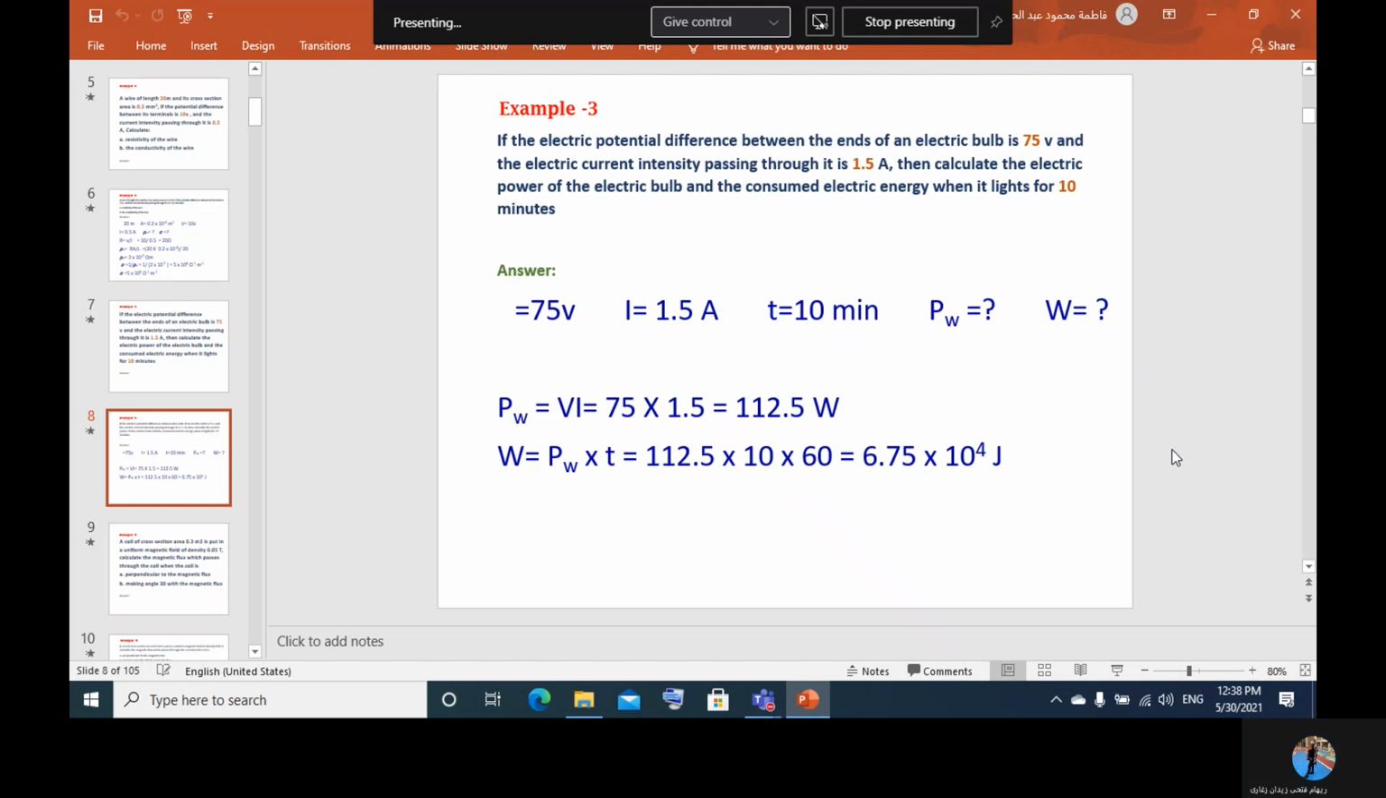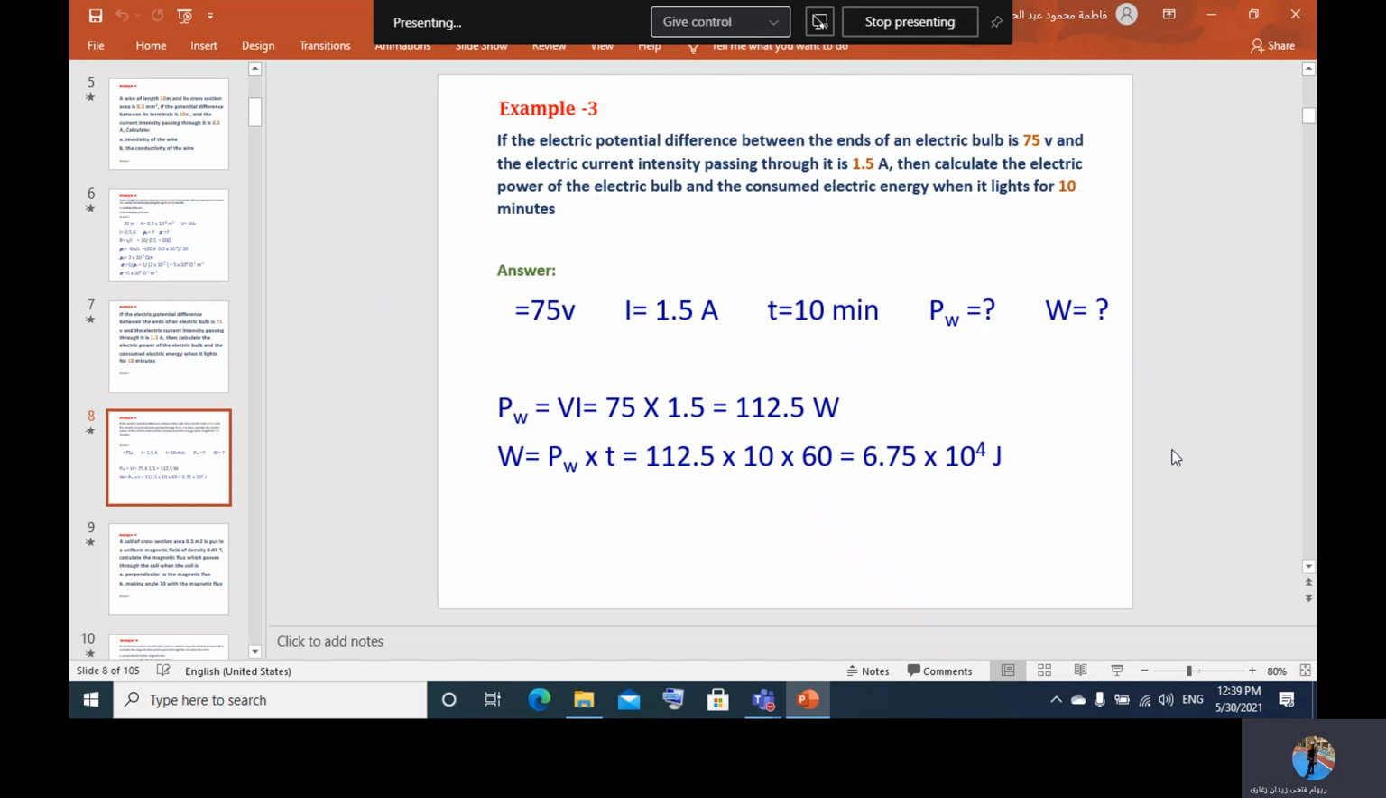Okay. Now, the second requirement he wants is the consumed electric energy by this bulb if the light goes on for 10 minutes. So I previously calculated the electric power, and he wants the energy consumed when this bulb continues to give out light for 10 minutes. So I will use the electric power value that I have obtained before, which is 112.5 watts. And I will also use the duration of time for this bulb to give out light, and this duration is 10 minutes.